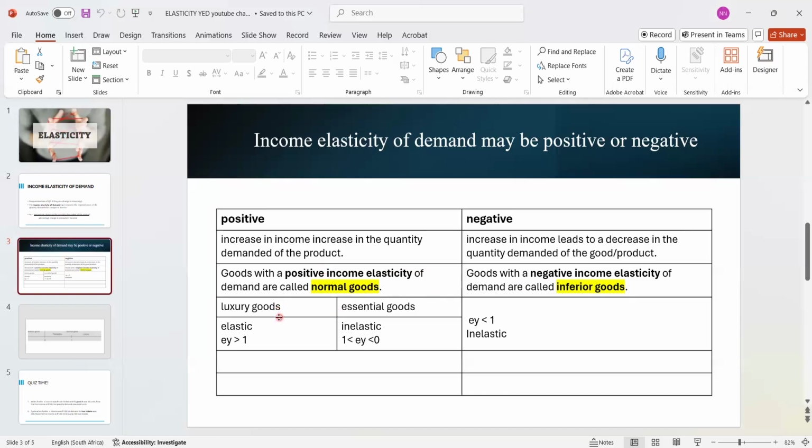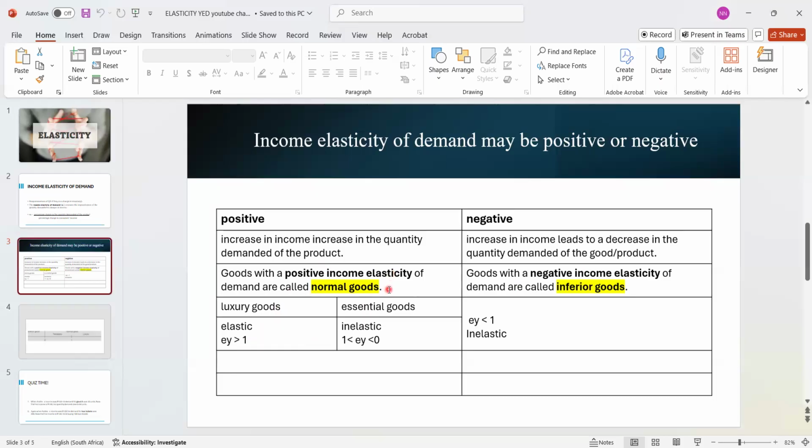It's a luxury good with an elastic demand because the number you got is greater than one. So what if now you get a number which is 0.5 after calculating your income elasticity of demand? That would tell you it's okay, because 0.5 is positive, it's a normal good.